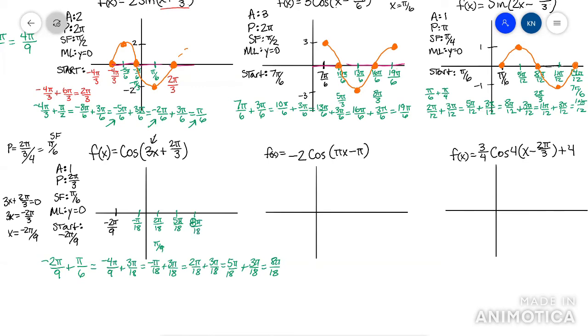All right. The amplitude was 1, so it's going to go up 1, down 1. And now I'm ready to draw it. So this is a positive cosine. Positive cosine starts high, goes mid, goes low, goes mid, and ends high. So it would look like this.